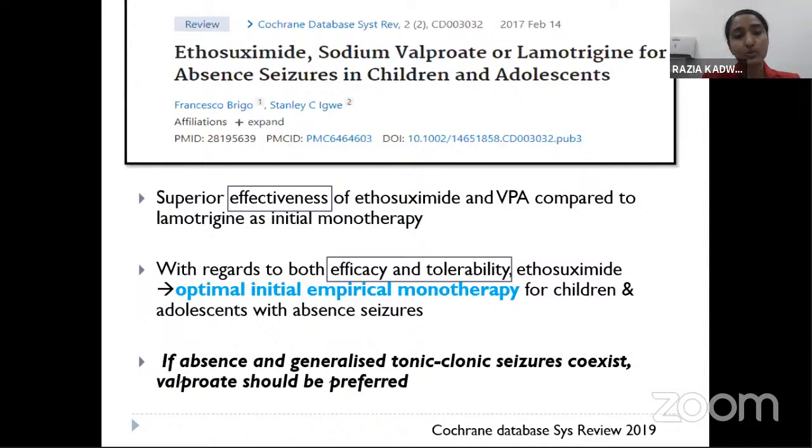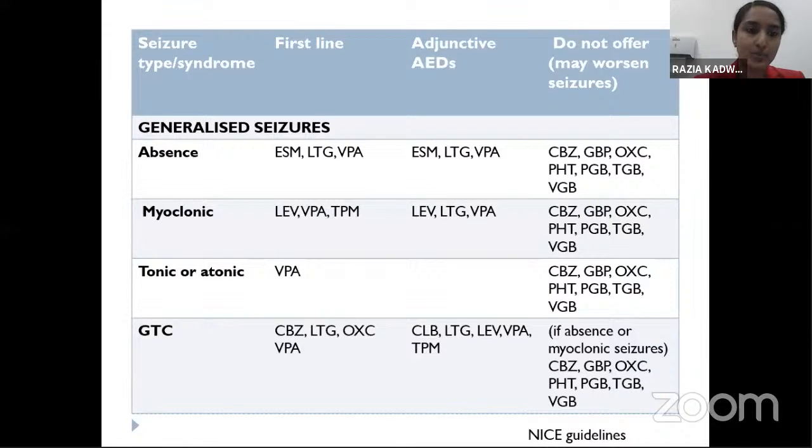But if a patient has more than one type of seizure, like if a patient has absence as well as generalized tonic-clonic seizures, then valproate should be preferred because ethosuximide is not effective in controlling generalized tonic-clonic seizures. So as for absence, all other types of seizures also have some first line medications, and there are some medications which need to be avoided. It's available in all standard textbooks. You can refer to those textbooks.